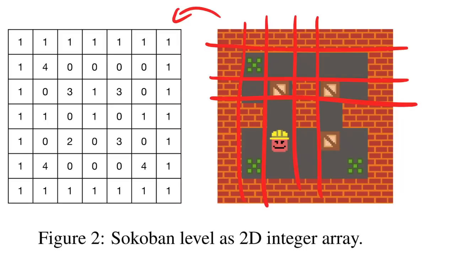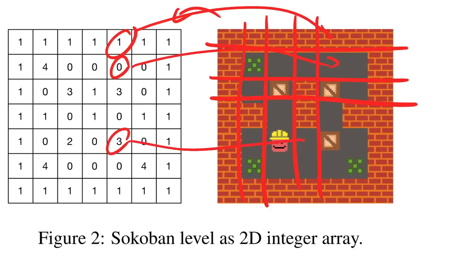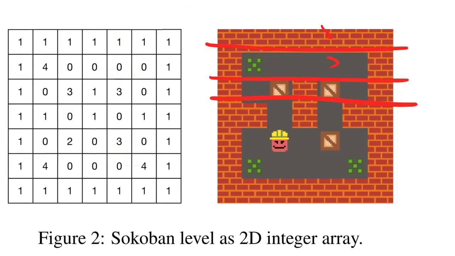So as you can see right here, the 1 is going to be a wall, while the 0 is going to be empty space. 3 here is one of these crates, and 2 is the player. So you get the point, right? Each number corresponds to a type of tile. So far, so good. That's the observation space.